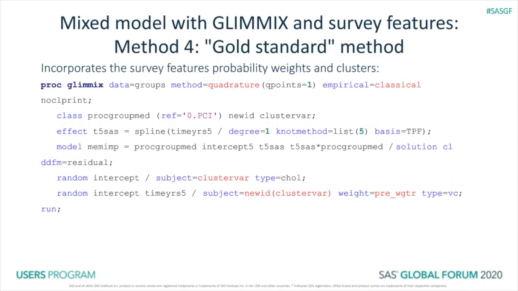Then the fourth method is what you have seen already. This is what we call the gold standard method, and it has all the features that are important for this type of model.